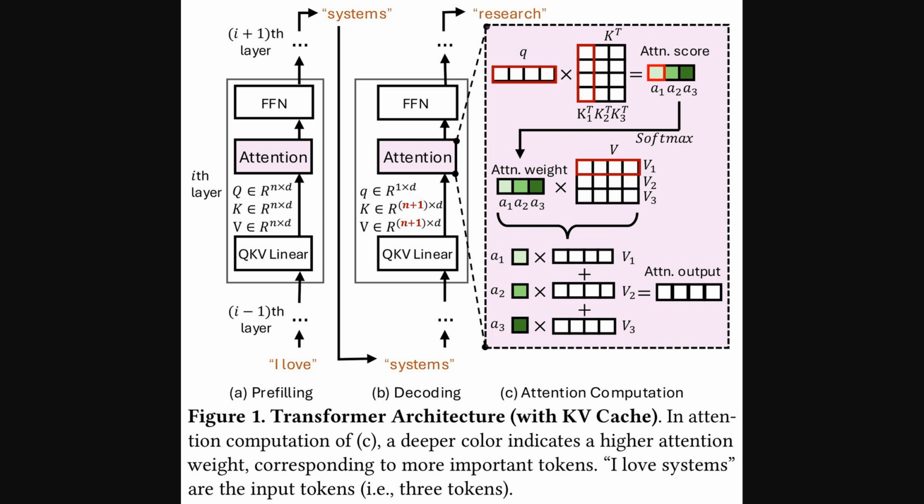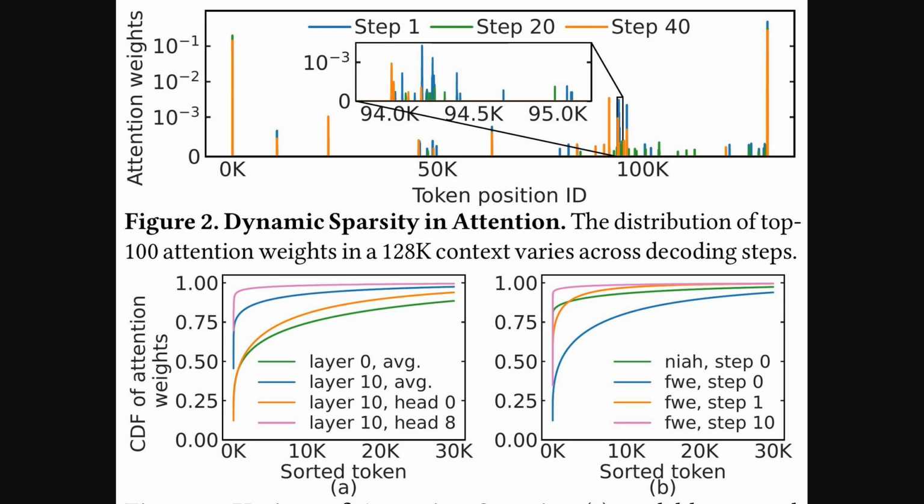The diagram then zooms into the attention computation. This is where the model uses these queries, keys, and values to calculate attention scores, which basically show how important each word is.